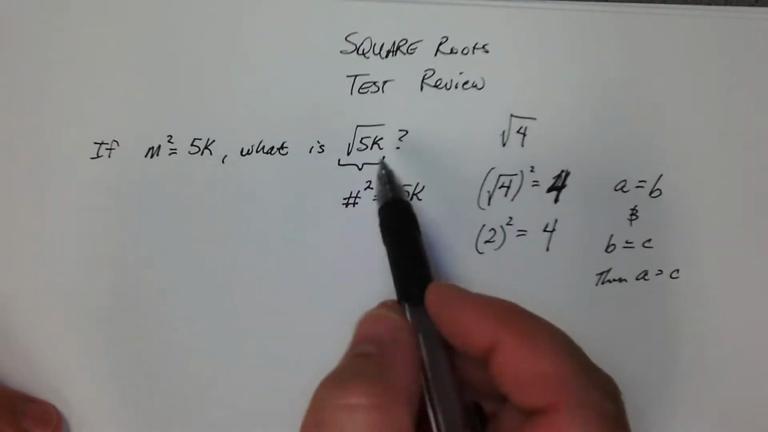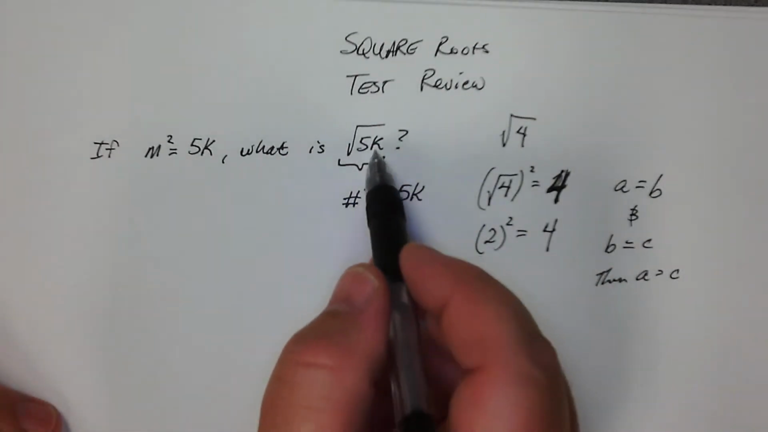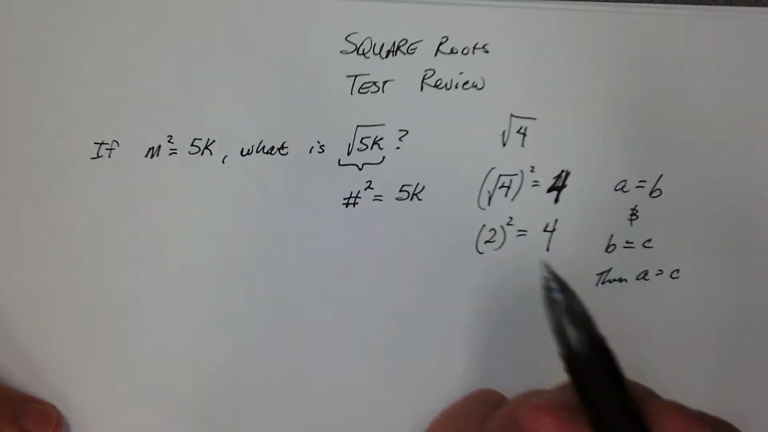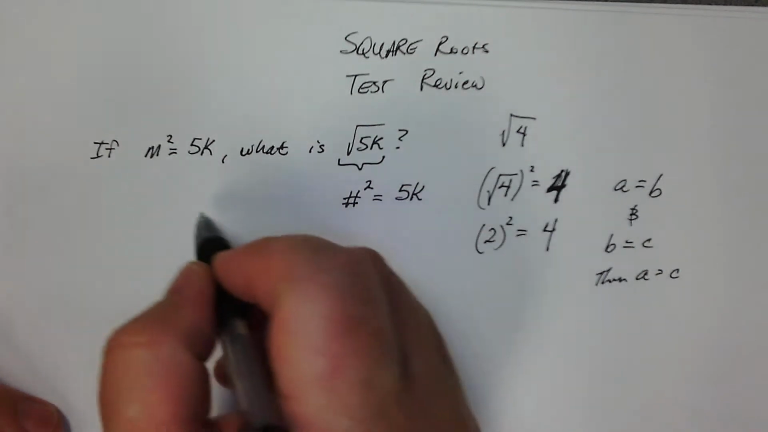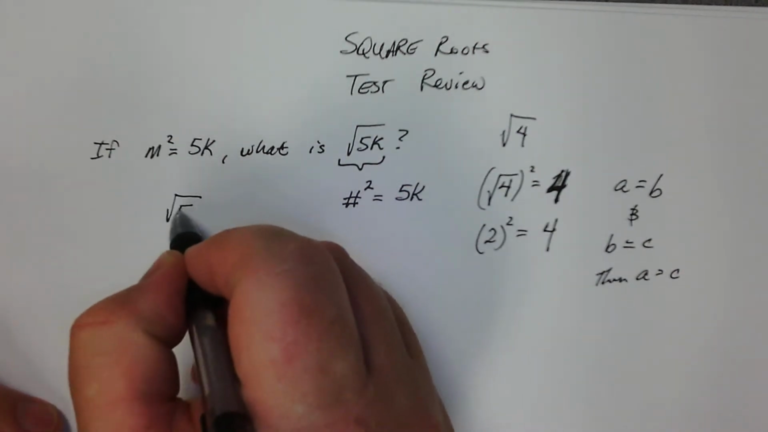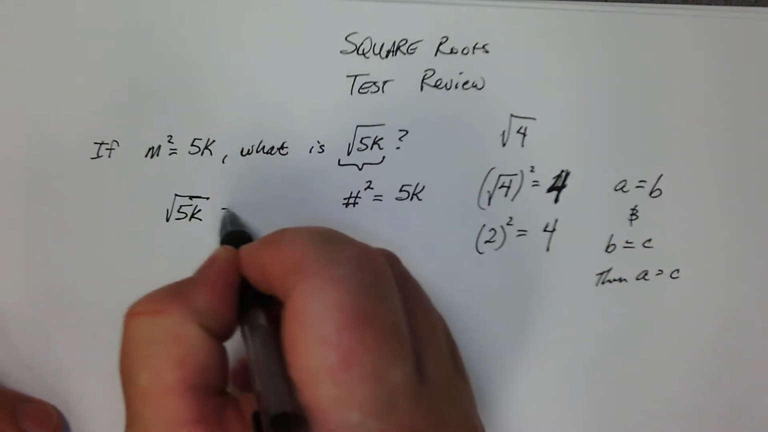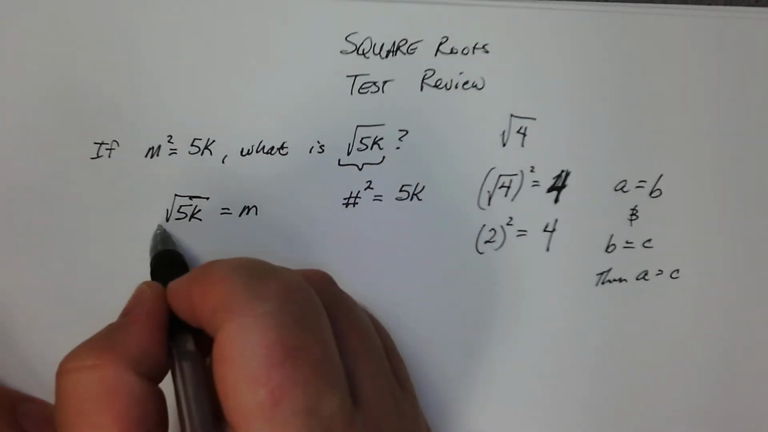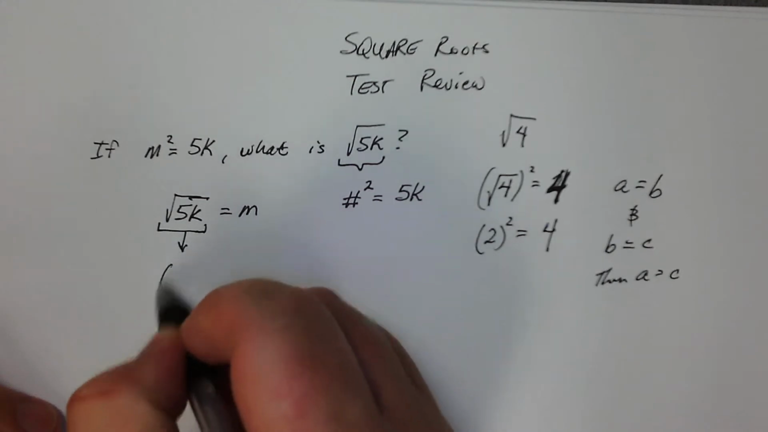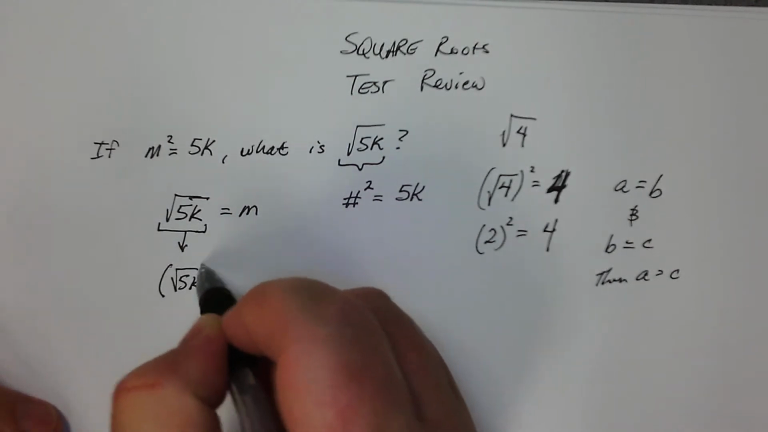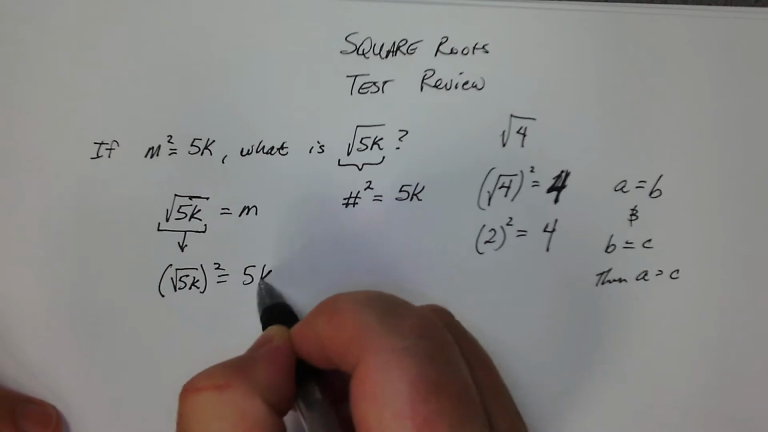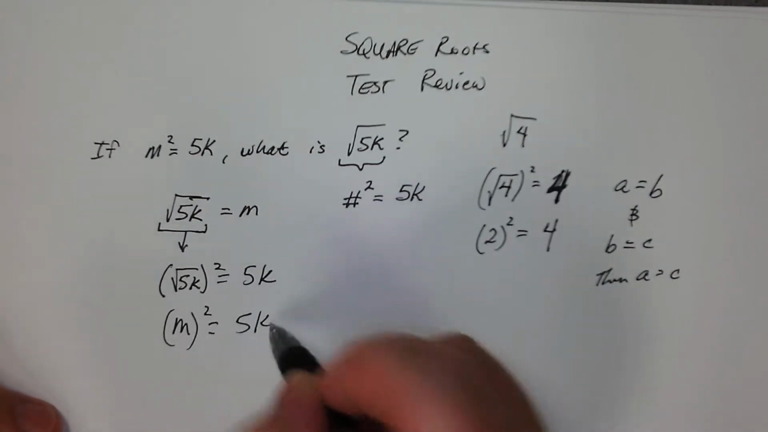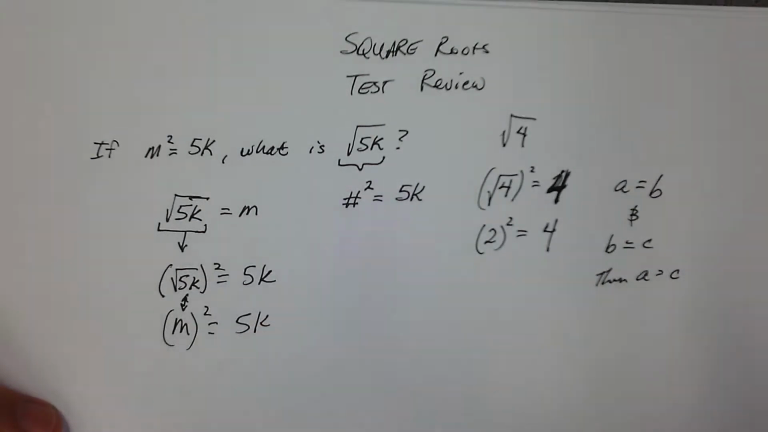If you understand this, then you should be able to understand what this is. This says a number squared equals 5k, right? So it's m. The square root of 5k is equal to m. The reason why is that this number, if you square it, gives you 5k, and m, if you square it, gives you 5k. So that means these two things are equal to each other.